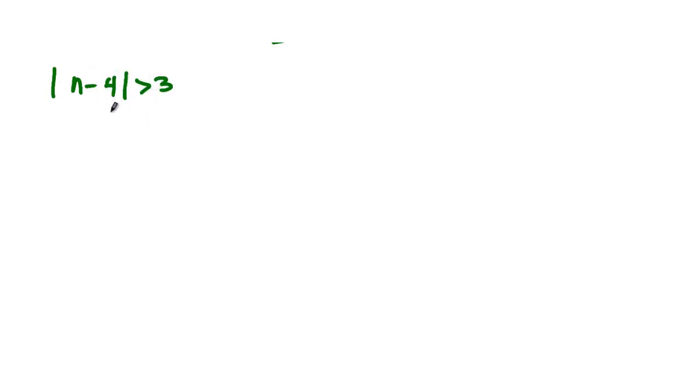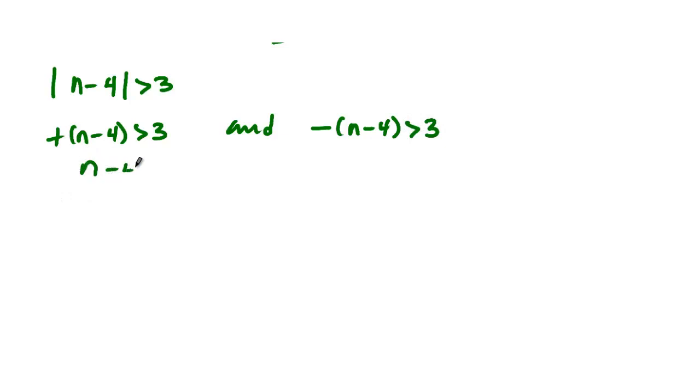So there are two possible solutions for this one as well. That is plus, n minus 4 is greater than 3. And of course, we have minus, n minus 4 is greater than 3. This one will still return plus, so we don't affect anything here. It is n minus 4 is greater than 3. So n will be greater than 3 plus 4, so n is greater than 7.